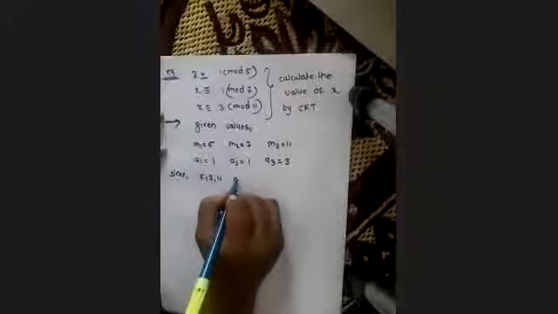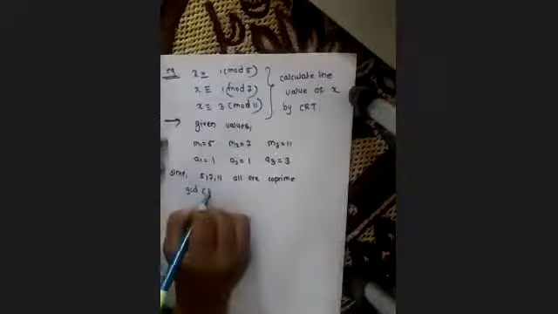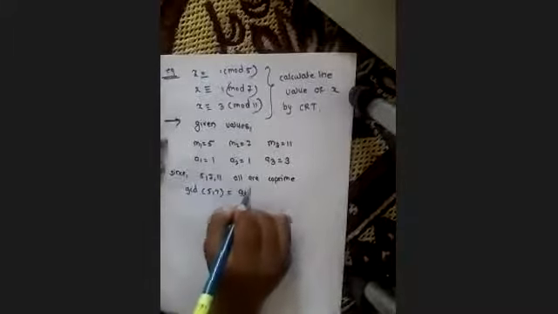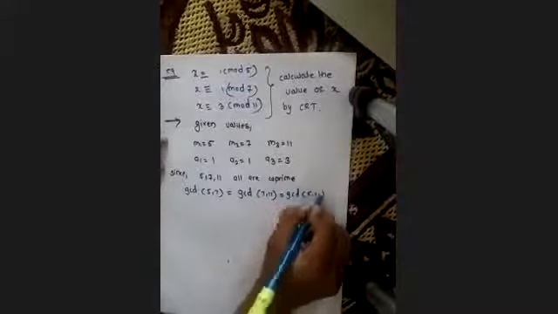Now, if you will observe here, 5, 7 and 11 all are co-prime. All are co-prime. So we can find out the value of x by using the CRT. Yes. So we can go ahead now. That is GCD of 5, 7 is equals to GCD of 7, 11 is equals to GCD of 5, 11, which is equals to 1 only. Right. Fine. Now we will start solving.